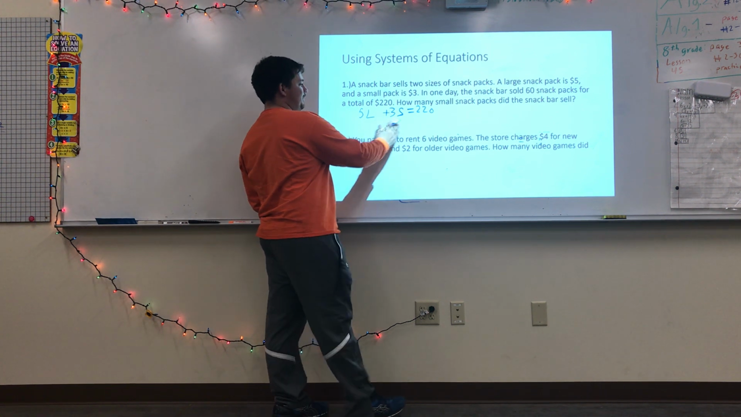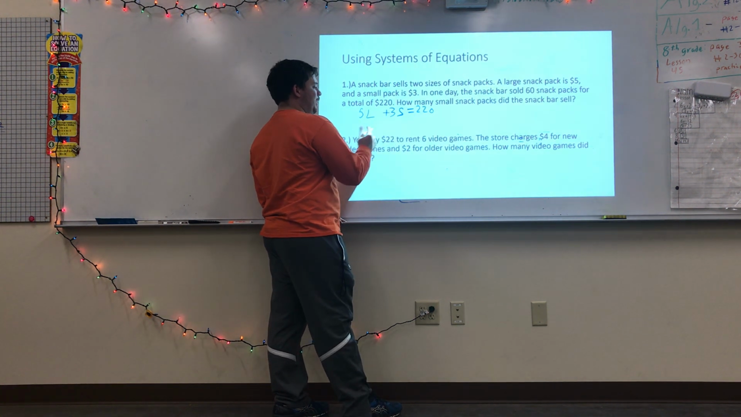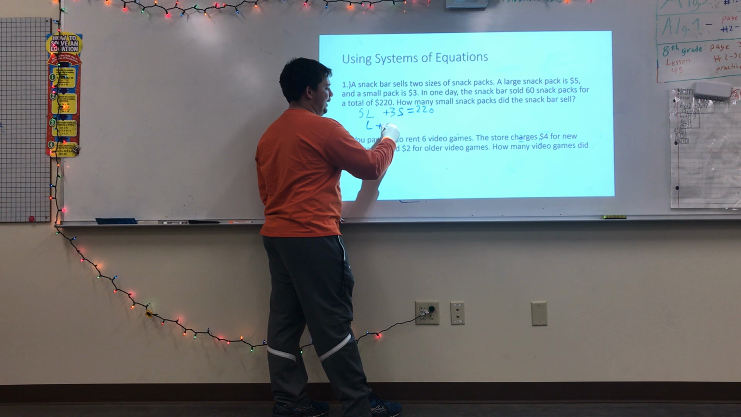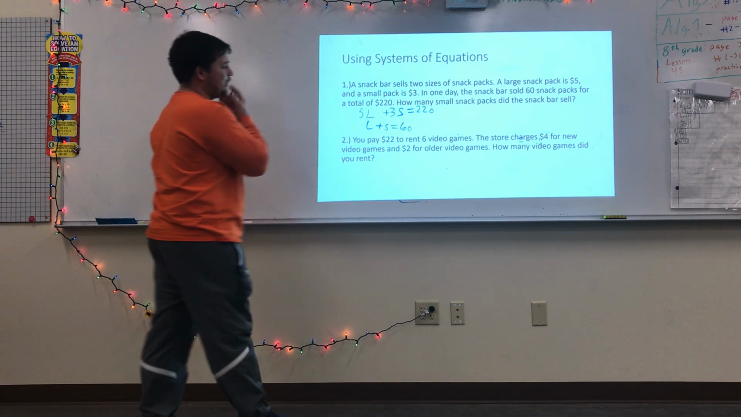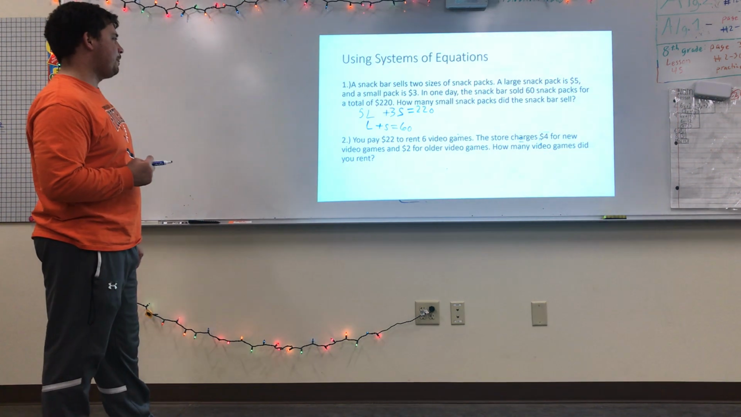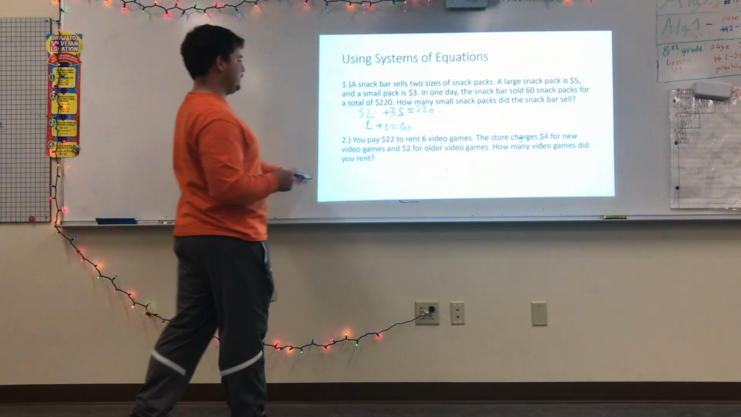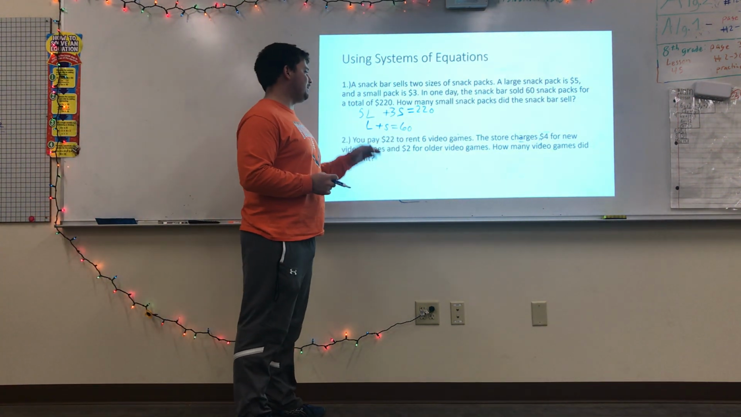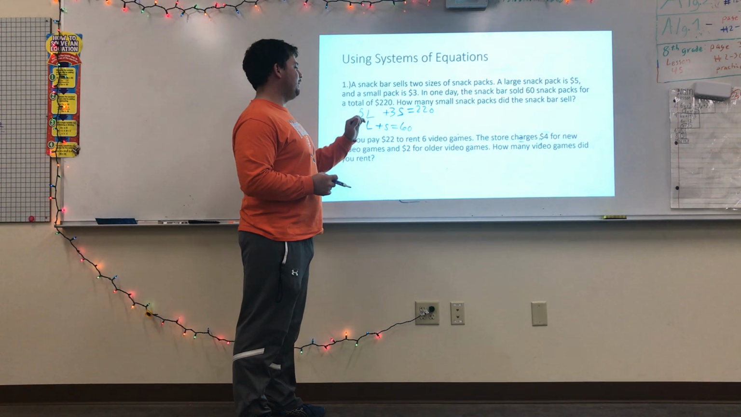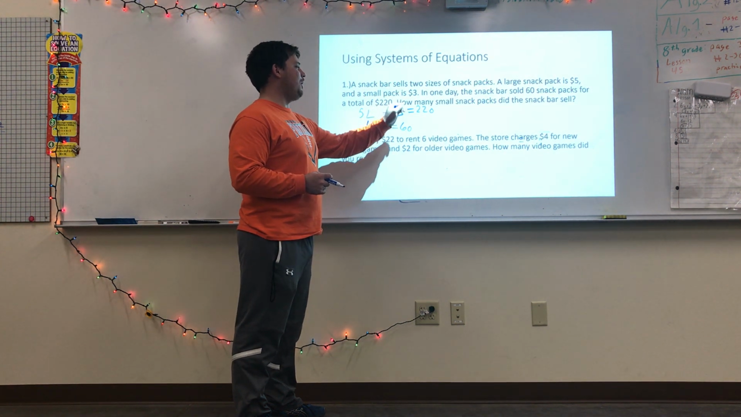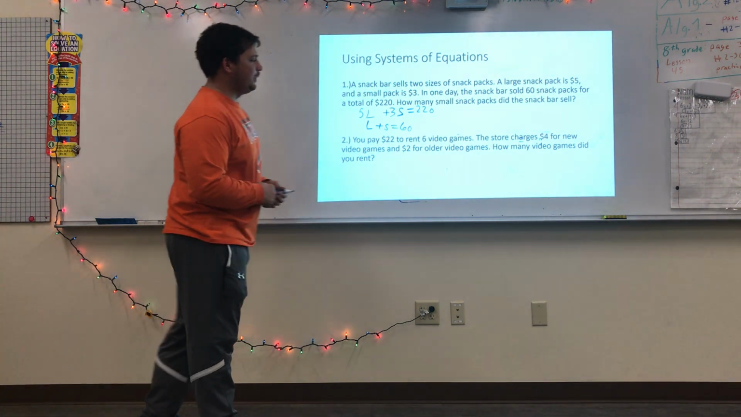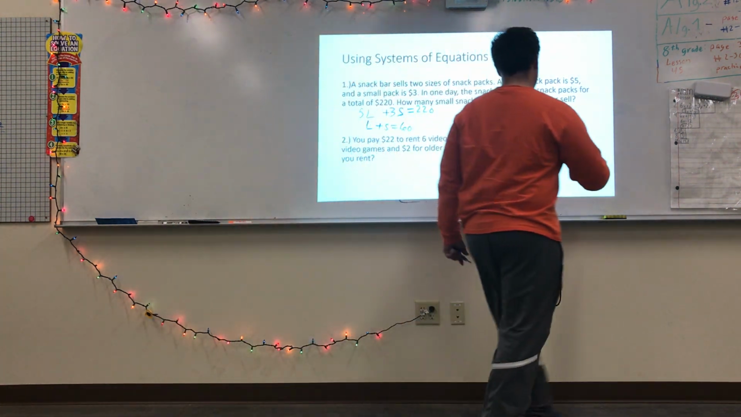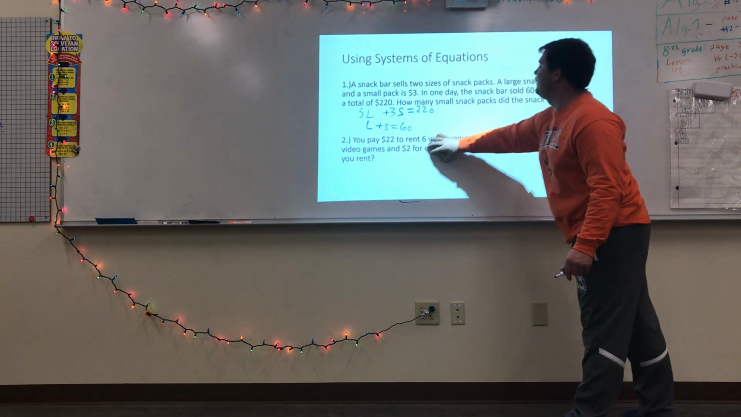The snack bar sold 60 snack packs for a total. So, this tells me my total cost. L plus S equals 60 is going to tell me how many packs I sold. Those are my 2 equations here. Okay? Because large plus small is going to give me 60. $5 times every large one and $3 times every small one should give me $220. Welcome to algebra and creating your own equations. Should have known that was coming.